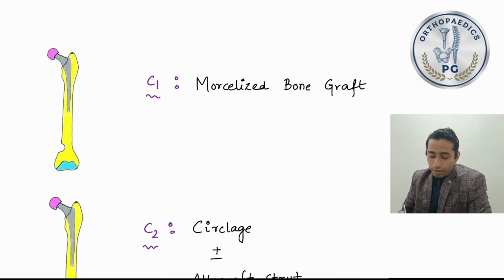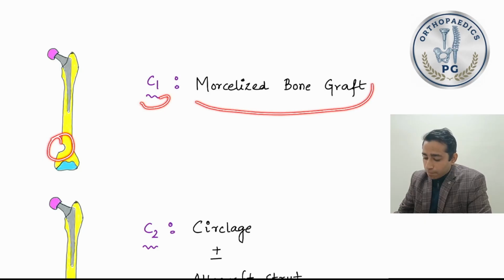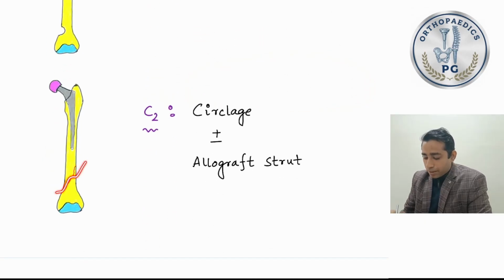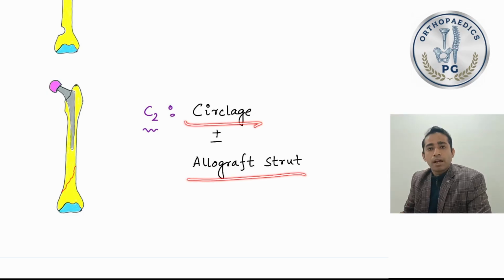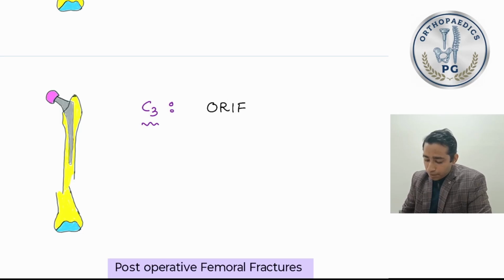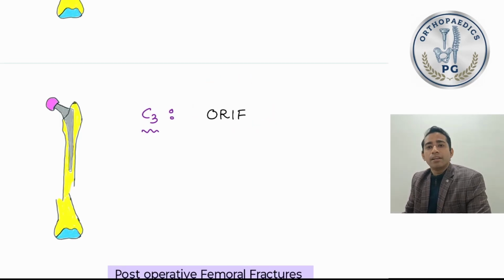Type C involves the distal metaphysis and is not amenable to a long stem fixation. So in C1 there is a perforation and the treatment is a morselized bone graft. In C2 there is an undisplaced fracture, so a cerclage with an allograft strut. And in type C3, it's a displaced fracture, we have to do an open reduction and internal fixation.